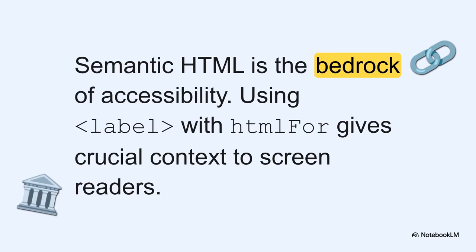But let's be super clear. No framework is a magic bullet. The absolute foundation of an accessible web is and always will be good old-fashioned semantic HTML. Just doing something as simple as using a label tag and linking it to an input with HTML for, that's not a small thing. That's what gives screen readers the context they need to understand what a form field is for.